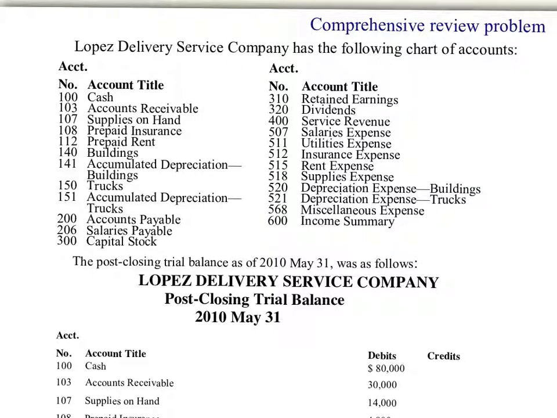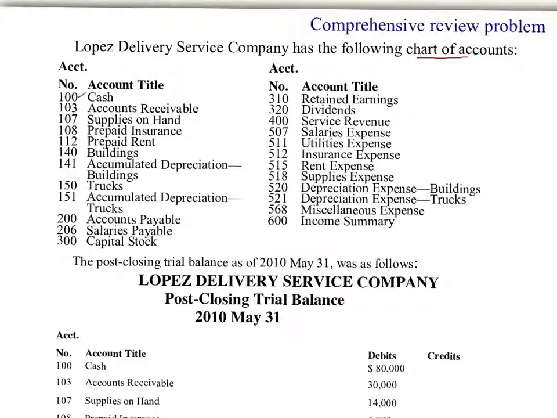For this week 4 in this concept video series, I'm going to put it all together for you with one comprehensive review problem. And the problem is going to be Lopez Delivery Service Company. And they have the following chart of accounts. Remember we talked about a chart of accounts.